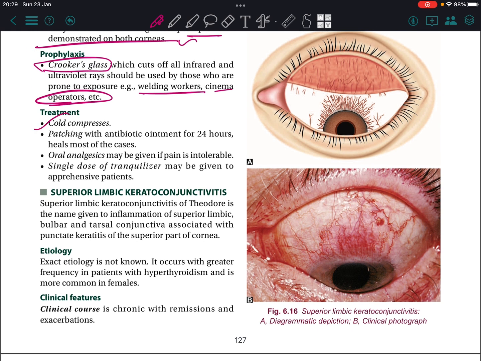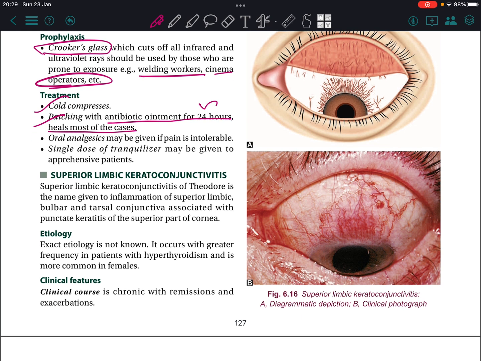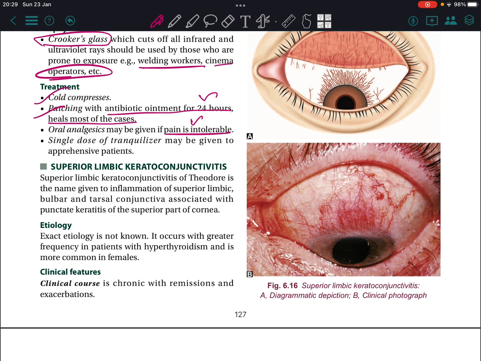Treatment: cold compress and patching with antibiotic ointment for 20 to 24 hours heals most of the cases. Oral analgesic may be given if pain is intolerable. A single dose of tranquilizer may be given to apprehensive patients.